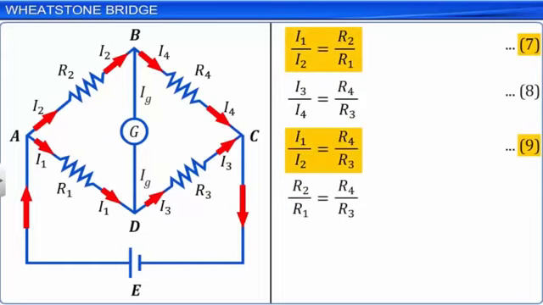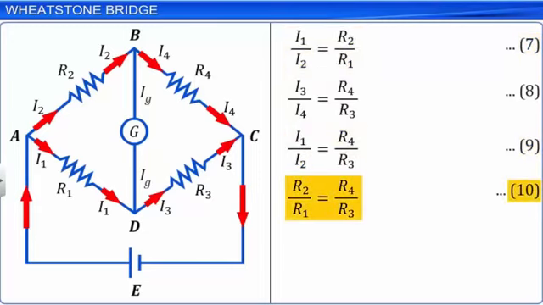Equation 10 denotes the relationship between the 4 resistors for the galvanometer to produce zero or null deflection. This relation is therefore called the balance condition.